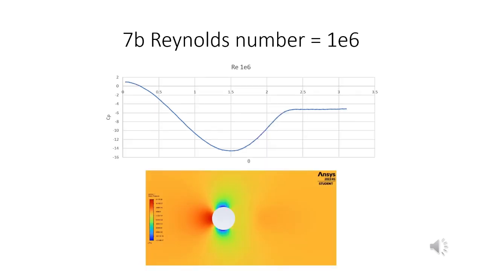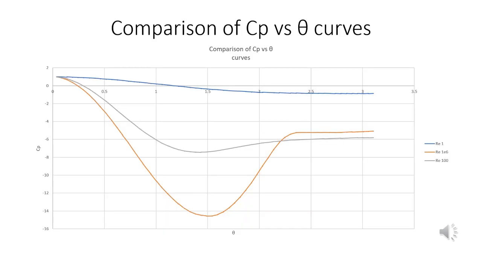The Reynolds number 1 million case has a much higher negative Cp value compared with the Reynolds number 100 case. This case also has the highest negative Cp value if we look at the pressure contour. The lowest pressure point in the graph is much lower than the surrounding pressure, which results in such a negative Cp value. Also, if we compare the curves together, we can see that the separation point, which is the lowest point on the graph, is significantly delayed.